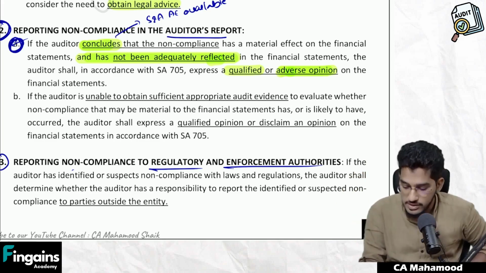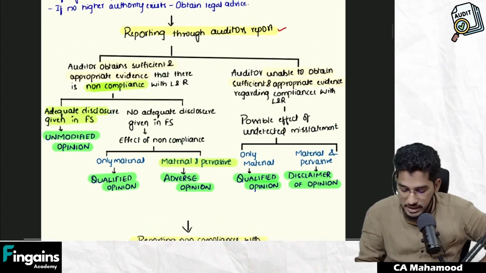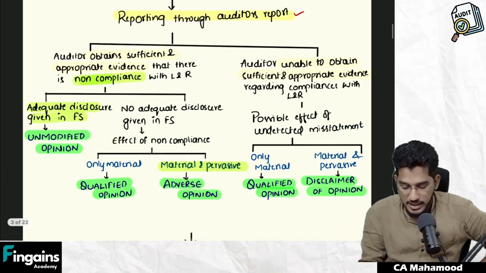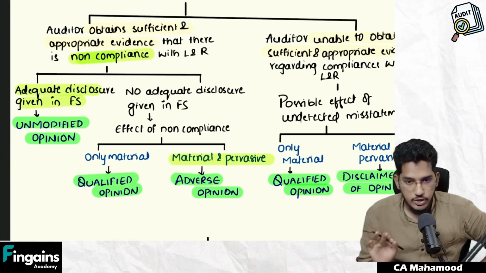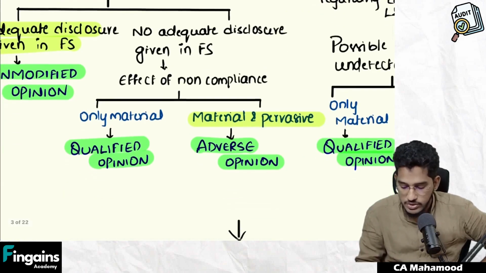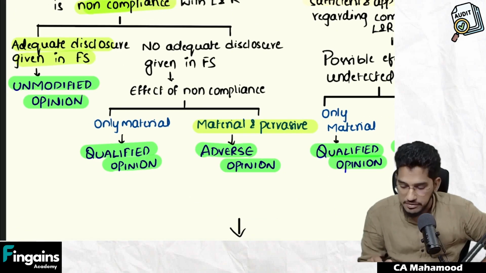So whatever it is, this is the summary; the same thing I have presented in the form of a chart here. So the auditor obtained evidence and there is a non-compliance. If it is adequately disclosed, no need to modify. If there is no adequate disclosure, then you have to modify. Which kind of modification? Either qualified or adverse.